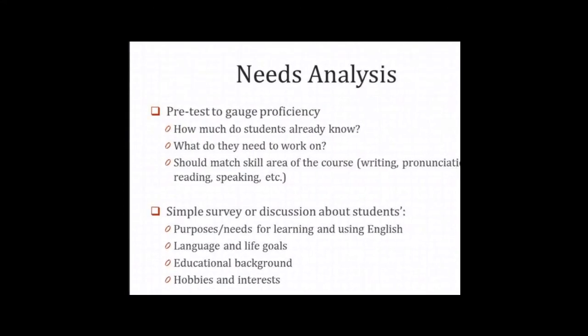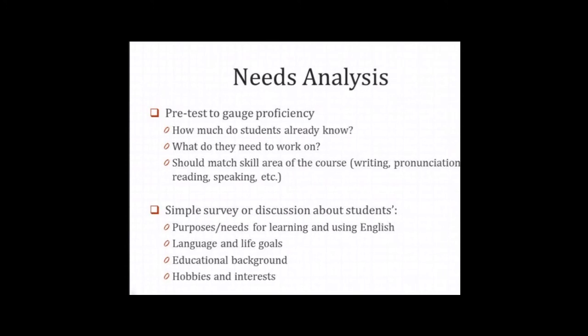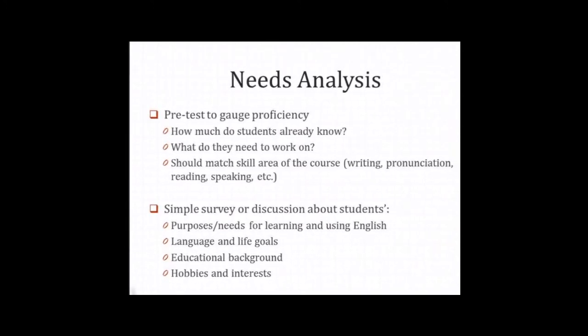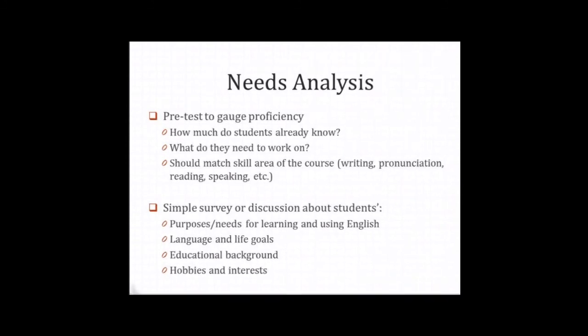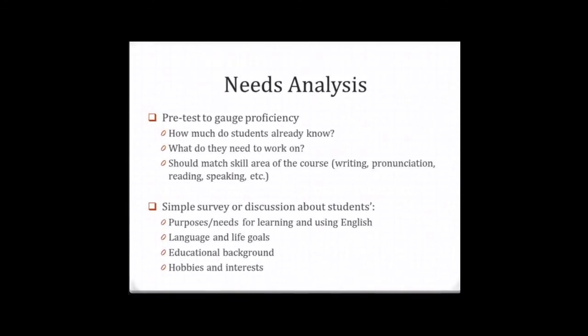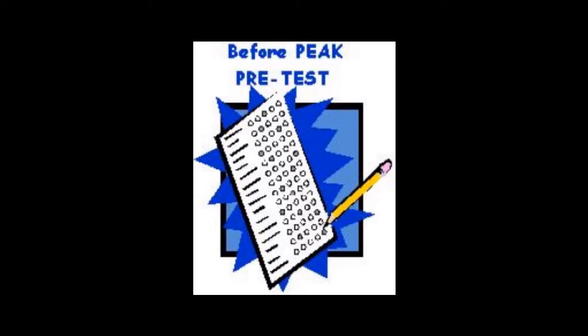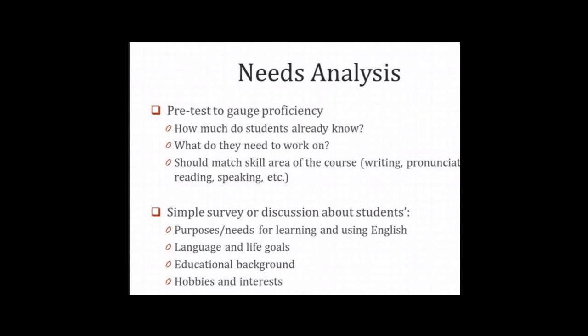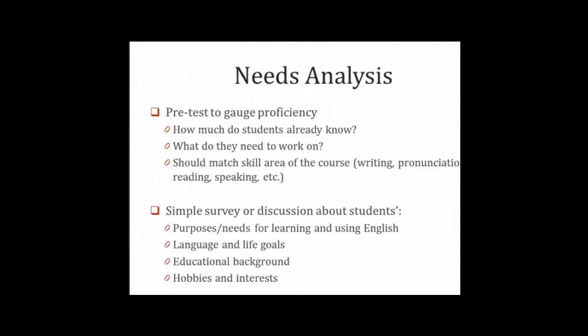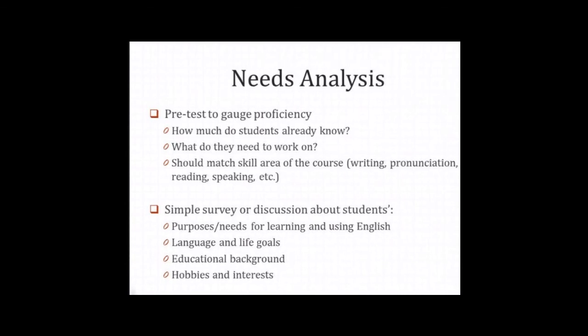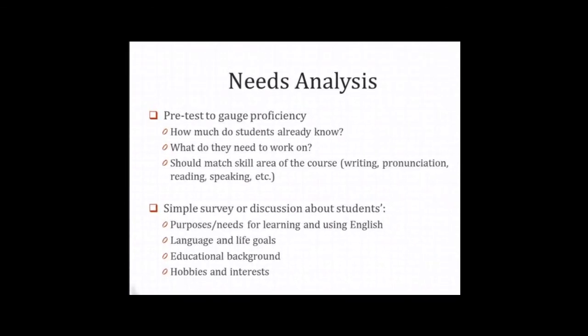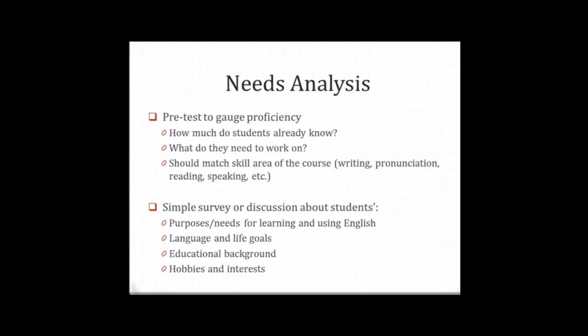A needs analysis is a description of your students' individual needs. You can give your students a pretest to see exactly what their skills are. The pretest should match the skill area of the course. For example, if the class focuses on reading, you can give the students a reading comprehension test. Make sure they understand that this test will not be graded. Additionally, you should get to know what their specific purposes, goals, and needs are for learning English and their educational background. Are they learning English to be able to do a specific job, or do they have to pass a standardized test? These factors will affect what and how you will teach. We also advise you to get to know your students as people outside of the classroom.